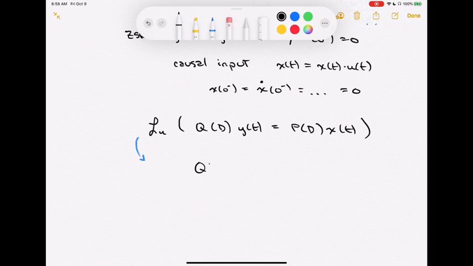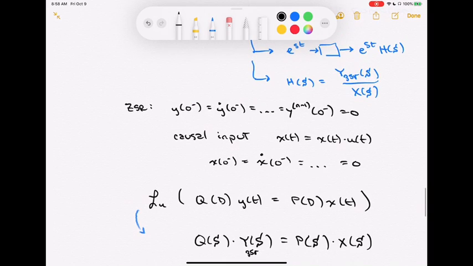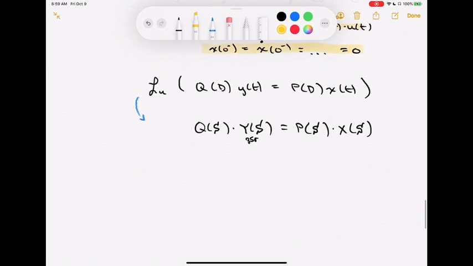We just get Q(s) Y(s) being equal to P(s) X(s), something along those lines. Now, this was for what? It was for my zero state response. We had already said that. So we were looking at the zero state response. We knew that all the initial conditions are 0, and we were applying a causal input. That's what you do in this case. And so we're going to go ahead and put a causal input. And we're solving for the zero state response if you want to think about it in that way.